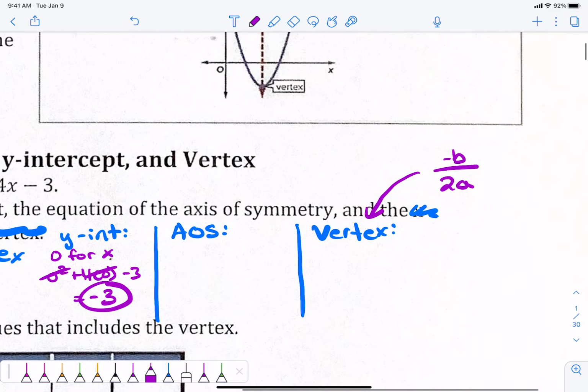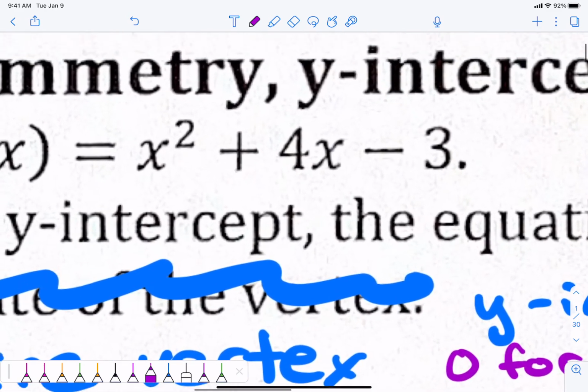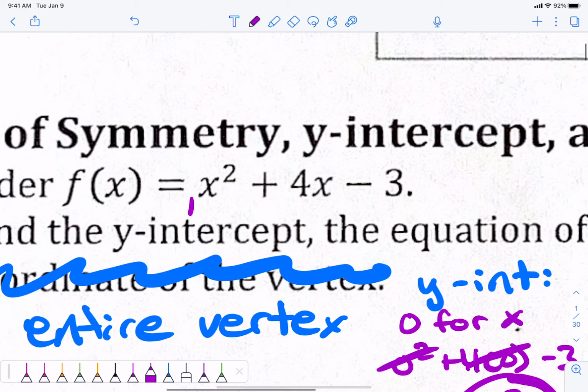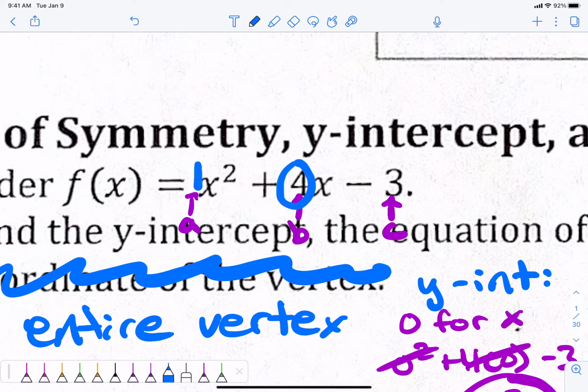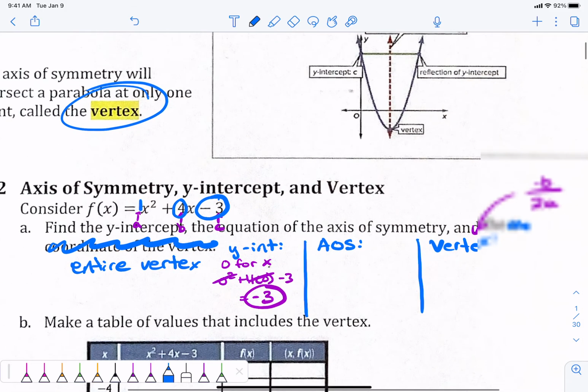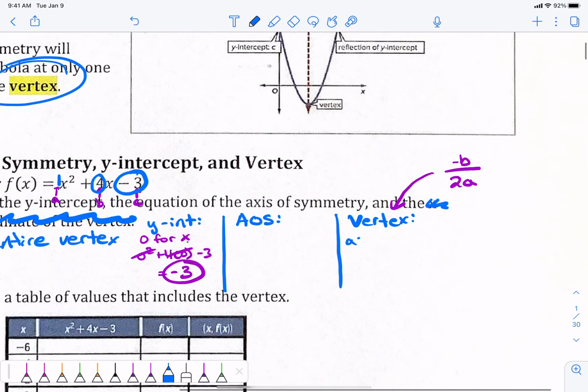Now, what is b? That's what we're going to talk about. Over here in this function, A is this number, B is this number, and C is this number. There's no number there for A. What is that number? 1. B is 4, and C is -3. The negative goes with it. So let's write that down over here. For the vertex, we have A is 1, B is 4, C is -3.